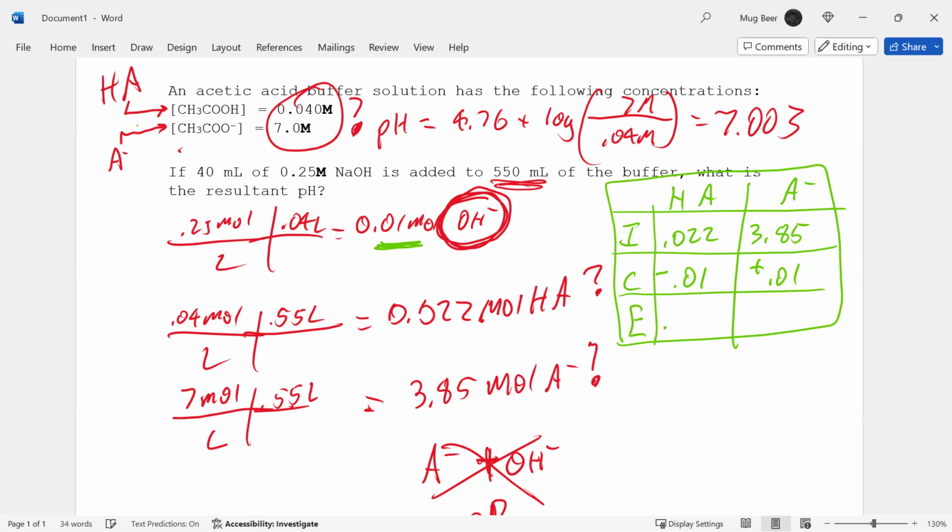So this turns into 0.012, and this turns into 3.95. We okay with that?